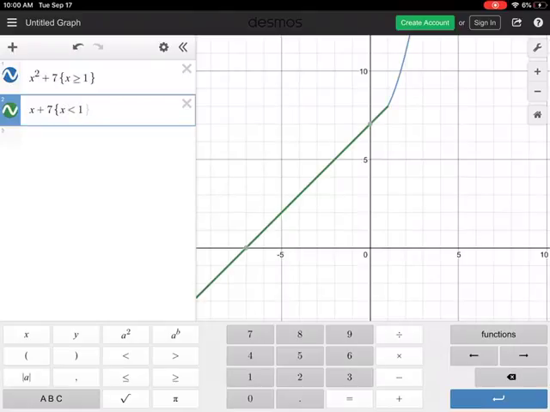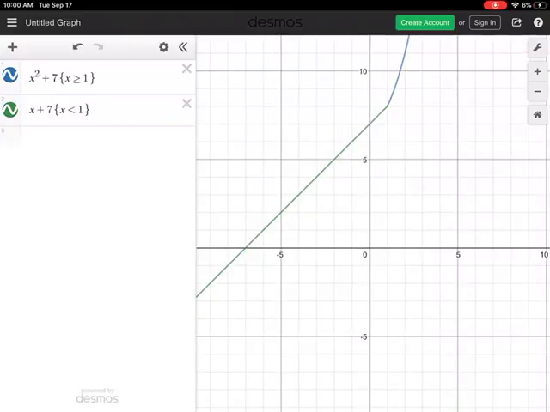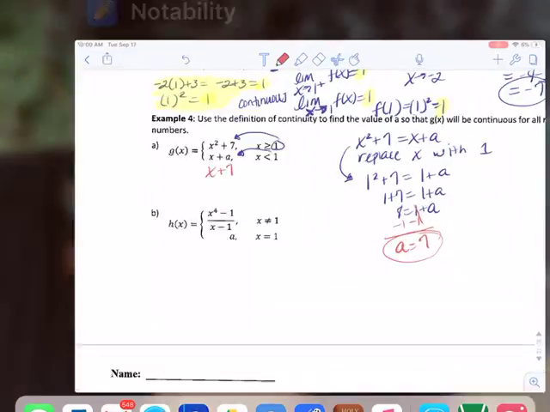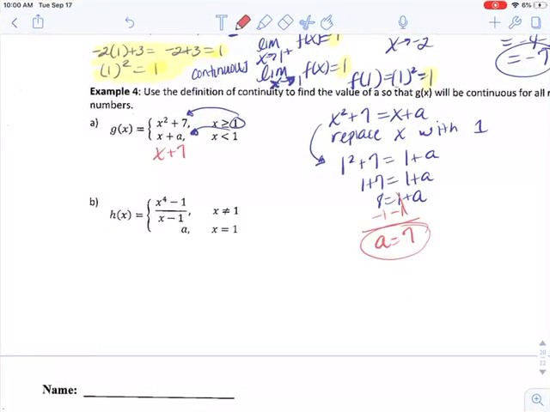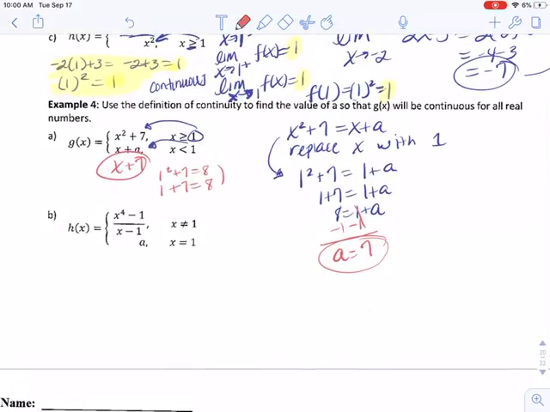All right, so there's your graph. It's continuous at x equals 1. And that actual value where it's continuous, it looks like it's continuous at y equals 8. Yep, because if you plug 1 into both of these equations, you'll get an 8. So if I double check it, 1 squared plus 7 equals 8. If I plug 1 into this equation, 1 plus 7 also equals 8. So it's continuous.